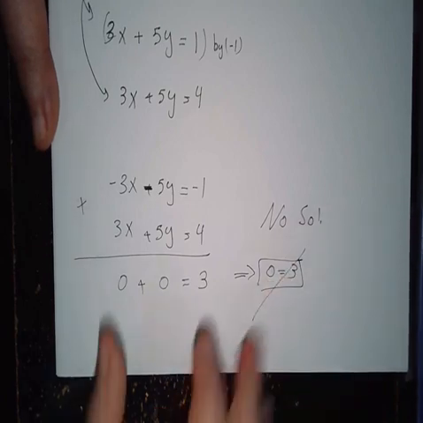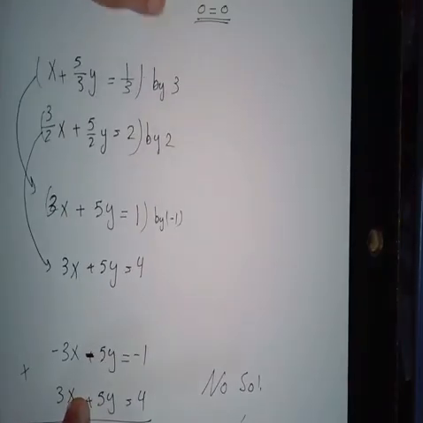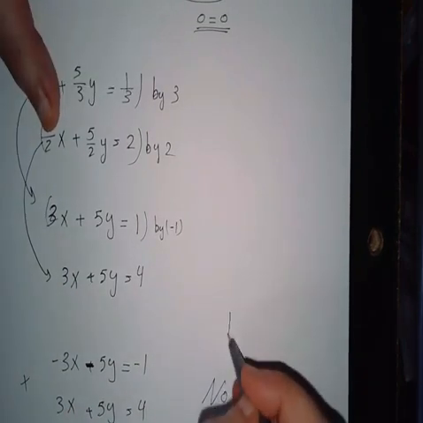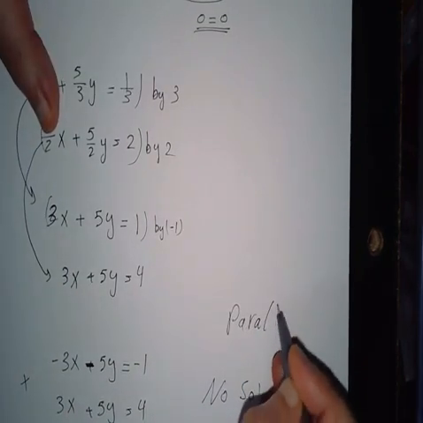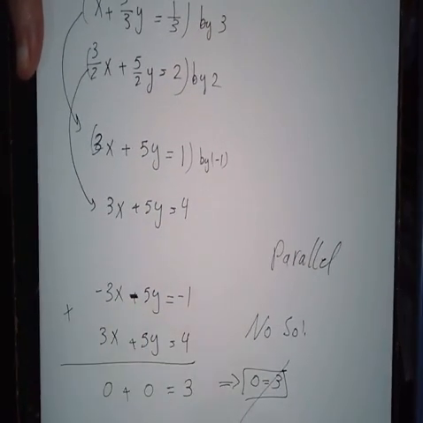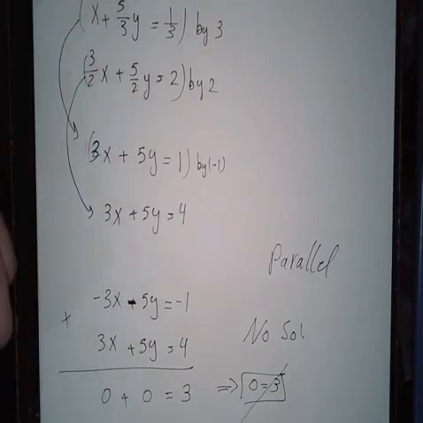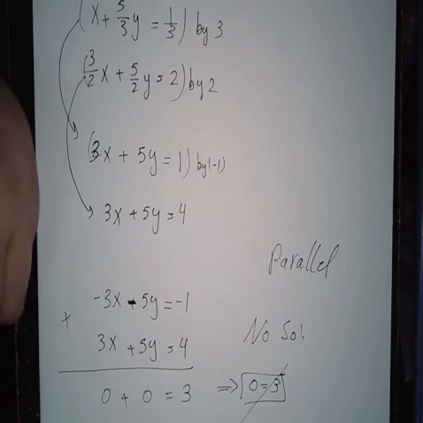Since there's no solution, that tells you that these two lines are actually what? They're parallel. Okay? These are two parallel lines. And that's why they have no solution. They will never intersect. So they can never equal each other.